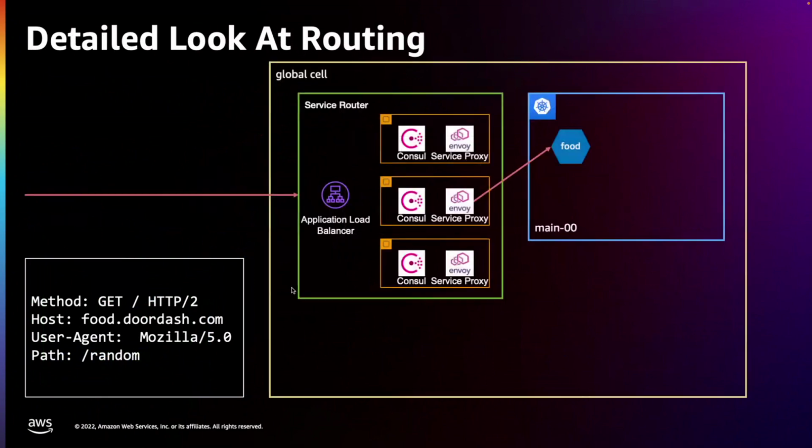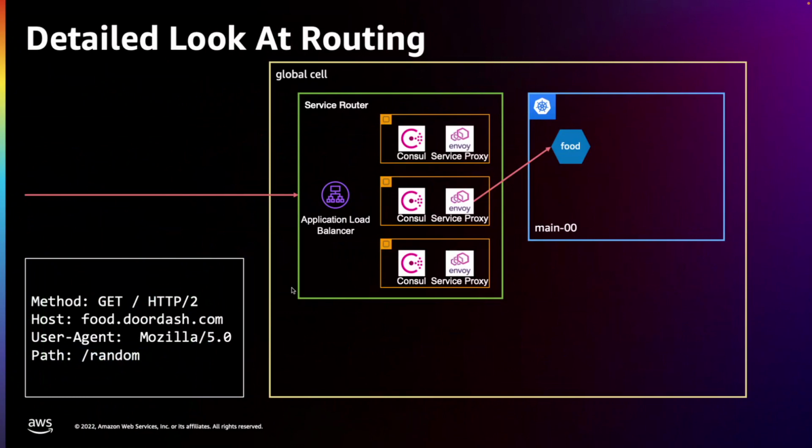It then goes to the service router running in that global cell, which, like the cell service router, is running as an ALB with some instances running Consul and Envoy, basically identical to our cell service router, to resolve global services and the global Kubernetes clusters.